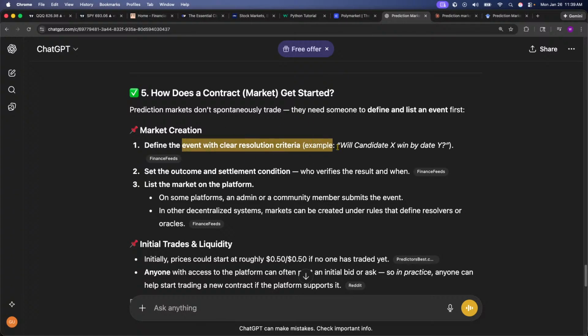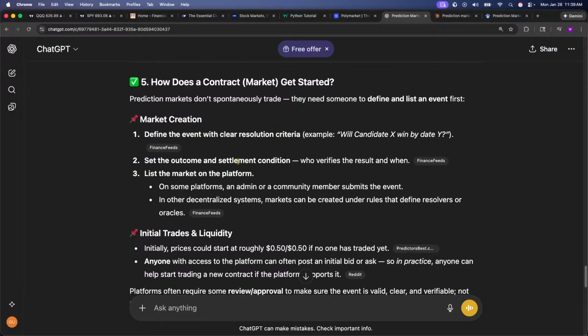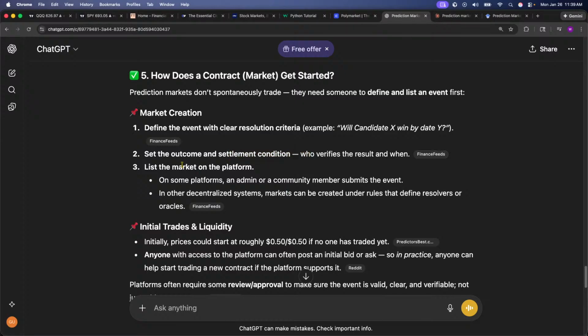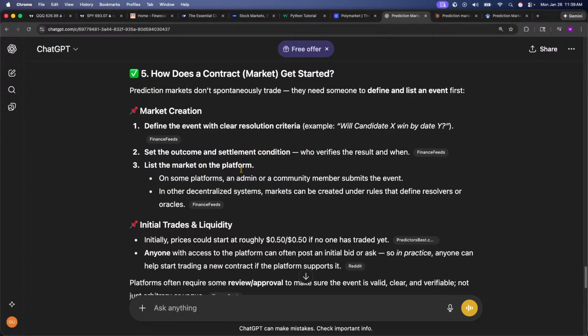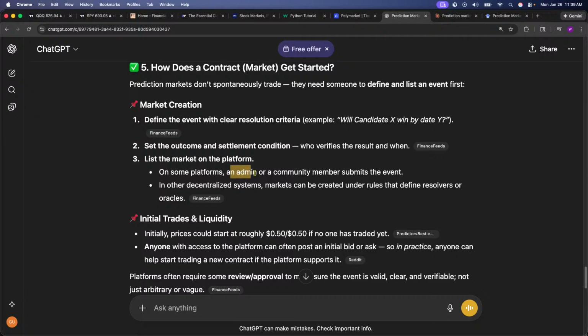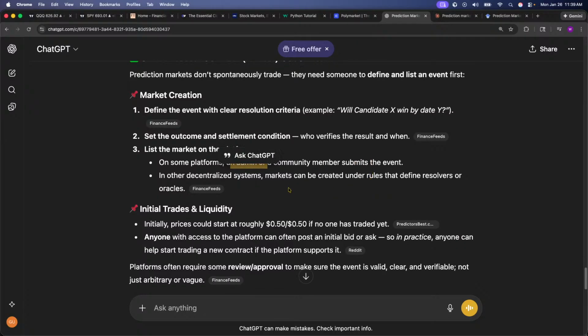Define the event with clear resolution. Set the outcome and settlement condition. Who verifies the result and when. Let the market list on the platform. On some platforms, an admin or community member submits the event. And in other decentralized systems, markets can be created under rules that define resolvers or oracles. What the hell is an oracle?